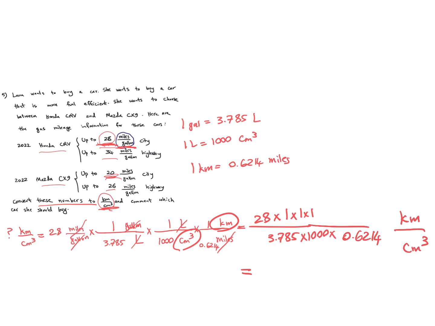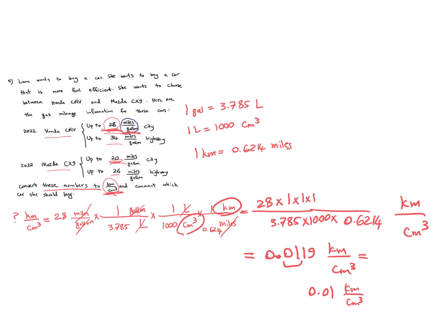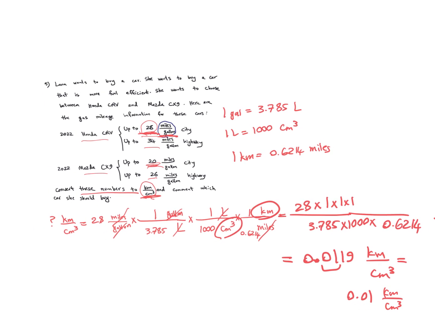Okay, when you put the numbers in the calculator, you get 0.0119 kilometer per cubic centimeter. When you want to round this number, depending on what you are given, it would be 0.01 kilometer per cubic centimeter. Or if you want to round it differently, it would be more digits. Okay. So this is how you solve the problem, and then for each of these, you just substitute the corresponding number here. The rest of the procedure would be the same. Hopefully this helps.